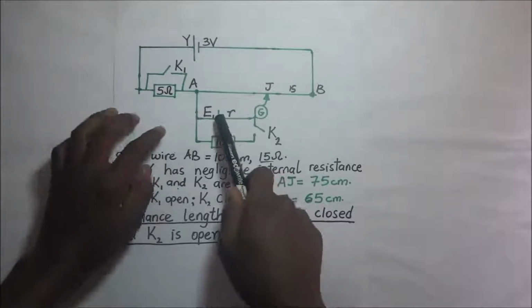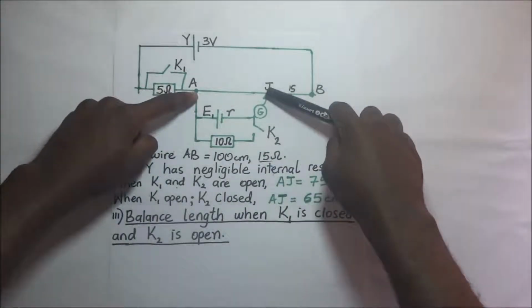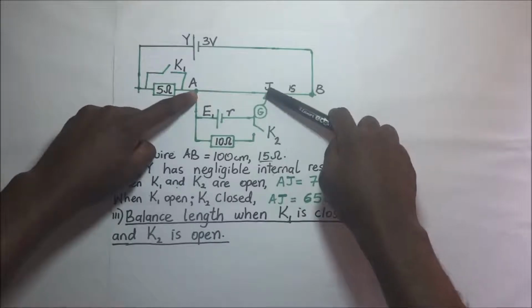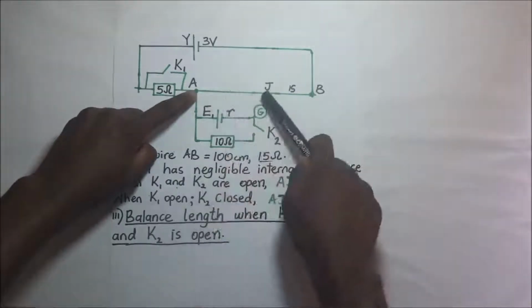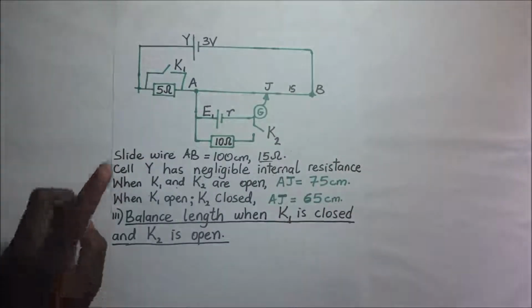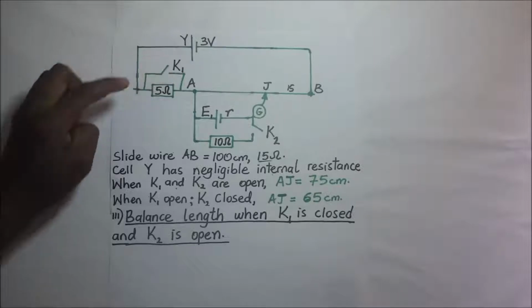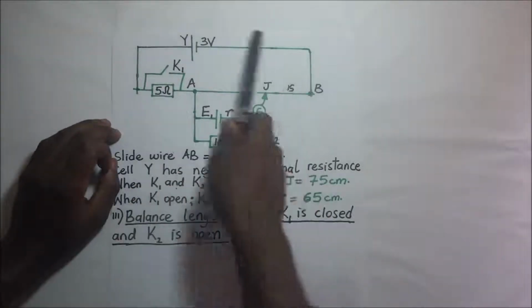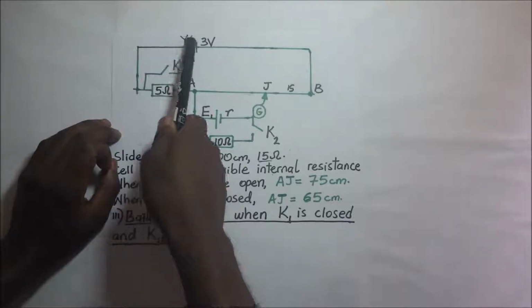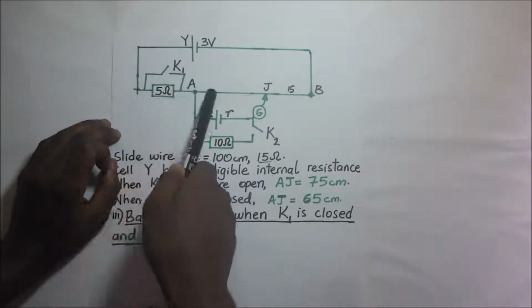So it means that the EMF of this cell should be equal to the potential difference across the balance length, which is gotten by getting the PD per unit length times the balance length. But remember that when we close switch K1, the 5 ohm resistor is no longer in the circuit. It is redundant because the current being produced here is going to bypass that 5 ohm resistor.